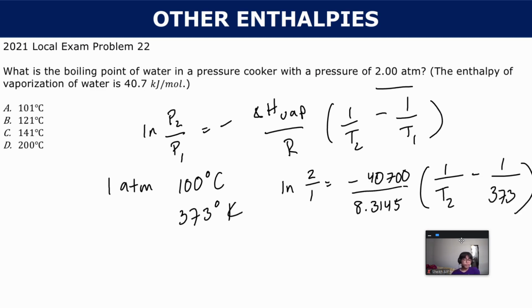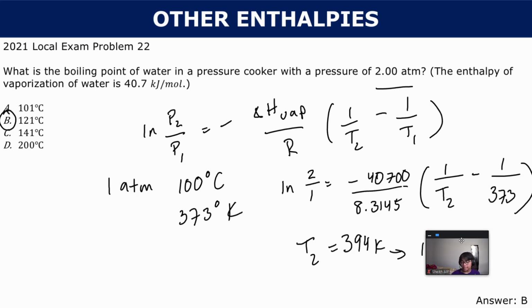It's some annoying math, but if you have a calculator, it's not too bad. If you calculate T2, you're going to get about 394 Kelvin. And if you convert that into Celsius, that's going to be 121 degrees Celsius, which is answer choice B. And that is our answer.